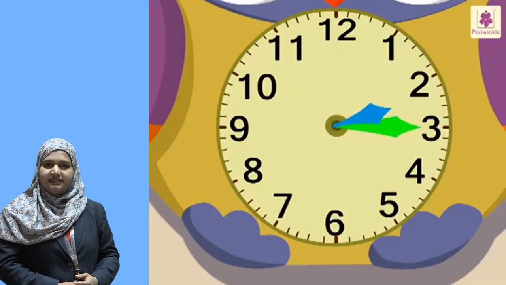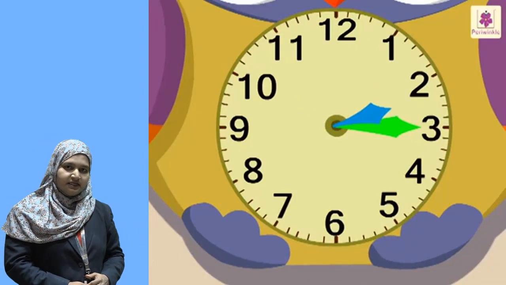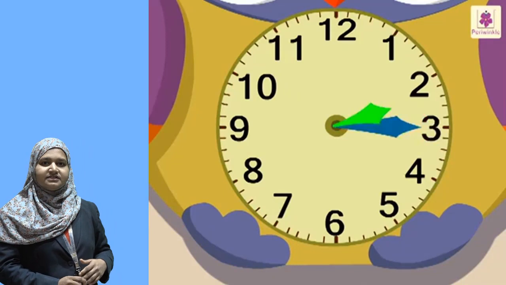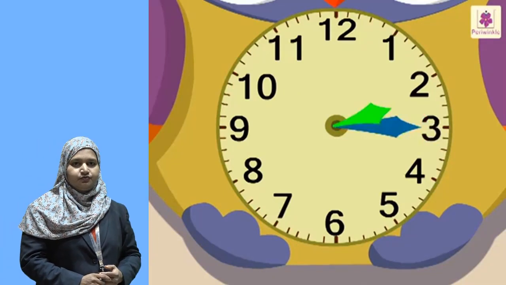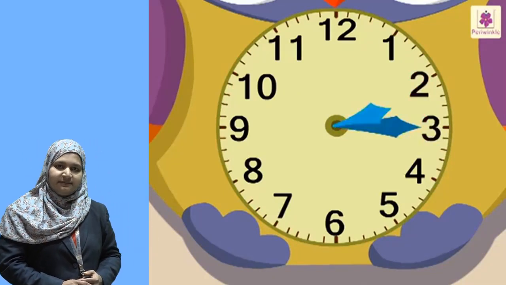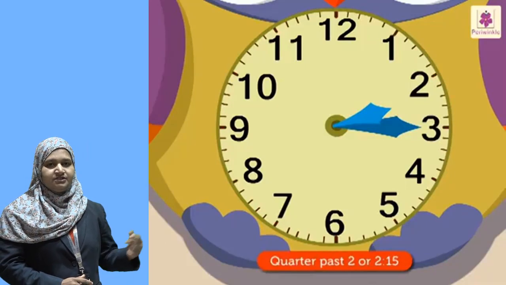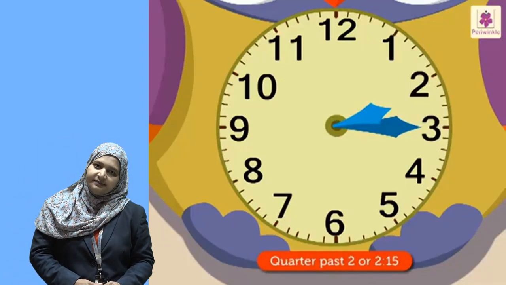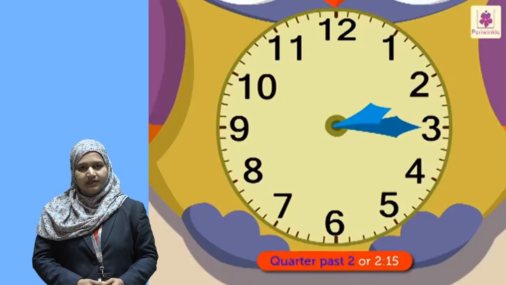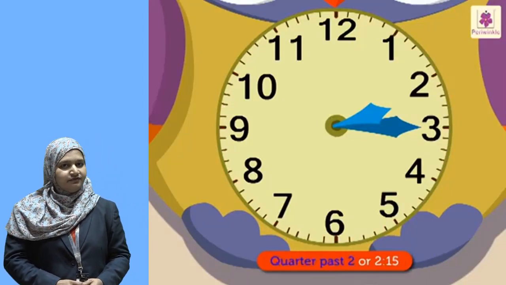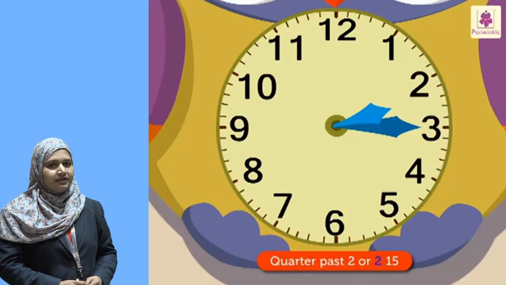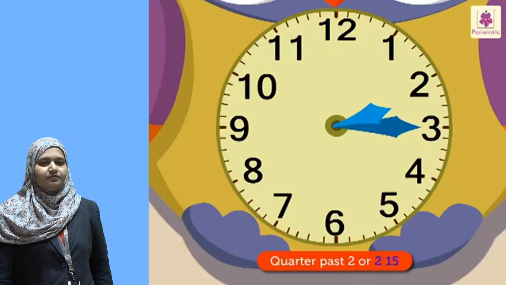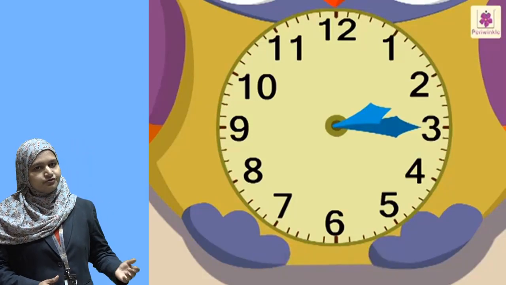Another one, here the minute hand is at the number 3, and the hour hand is just a little after 2. So the time is quarter past 2, or it can be read as 15 minutes past 2. And the way of writing is 2:15. So this is about quarter past.